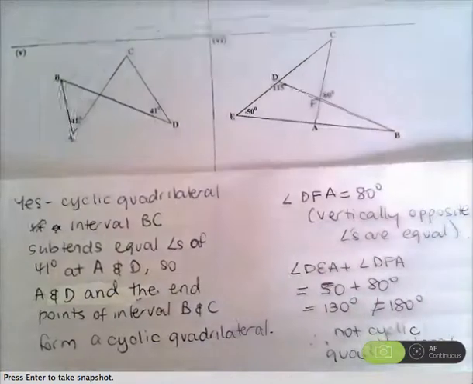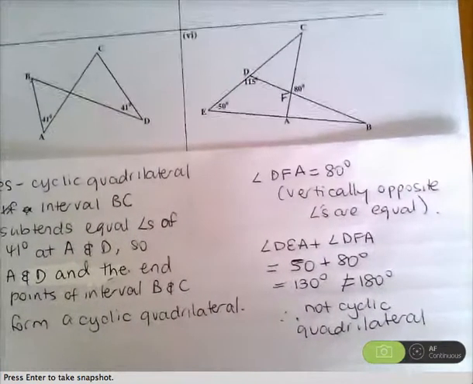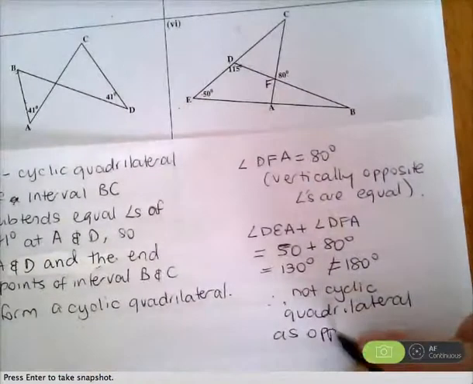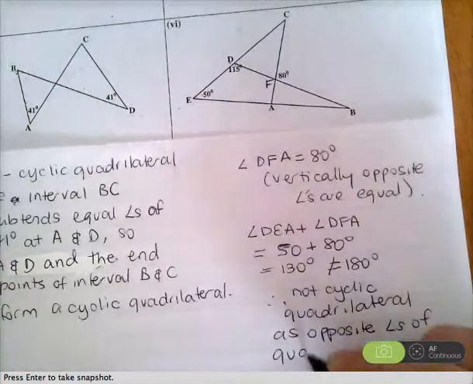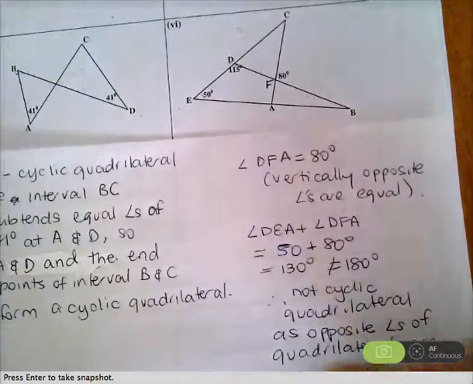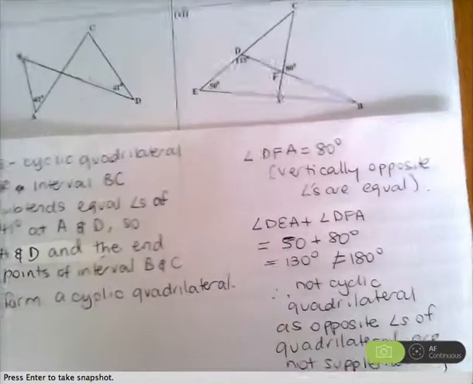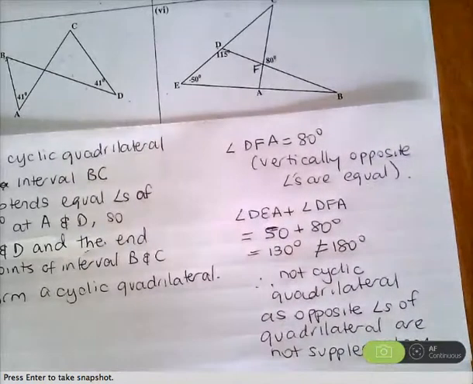So it's not a cyclic quadrilateral, as the opposite angles of the quadrilateral are not supplementary. Okay, so that's page 20 done. All right, we're going to go to page 21 now.